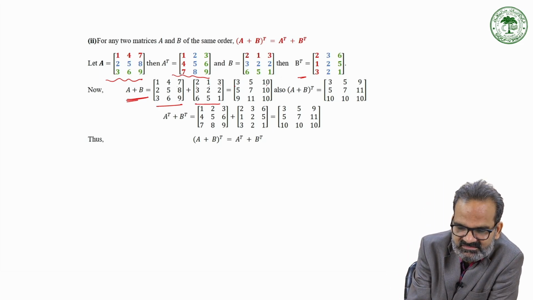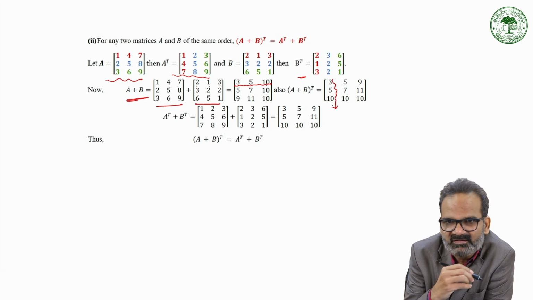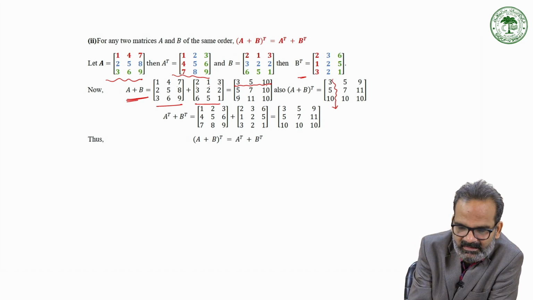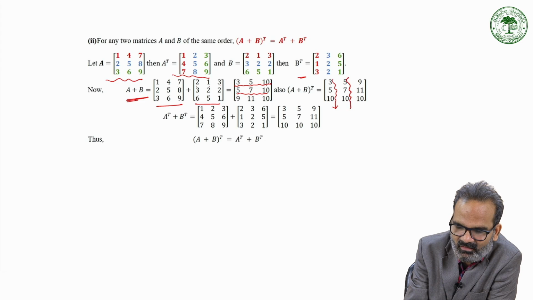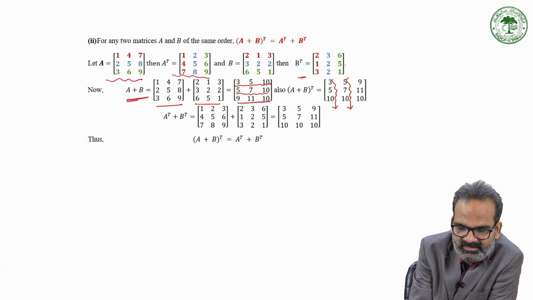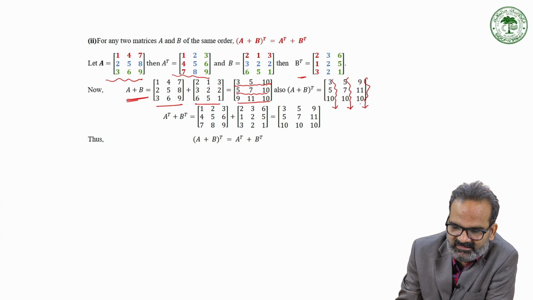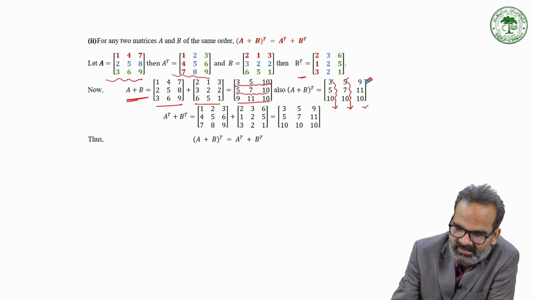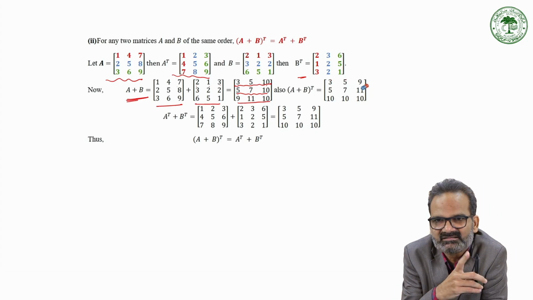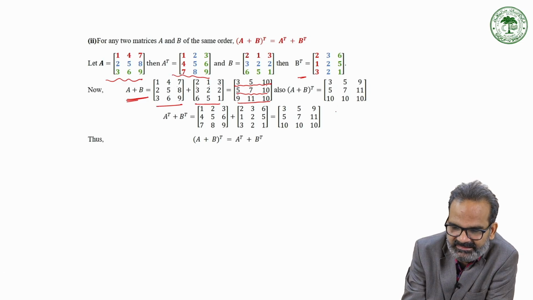See here, the first row of A plus B is 3, 5, 10. So it should be converted in the first column of A plus B transpose. The second row of A plus B should be converted to the second column of A plus B transpose. Likewise, the third row of A plus B should be converted to the third column of A plus B transpose. Right. So A plus B transpose we can obtain, and this is the matrix. Now see, (A plus B)T is this.